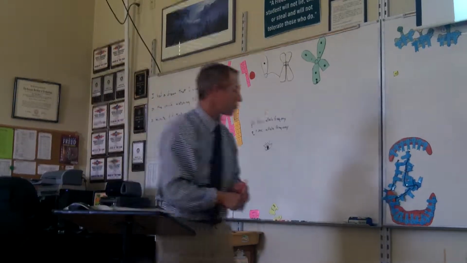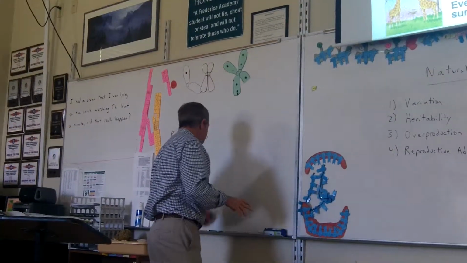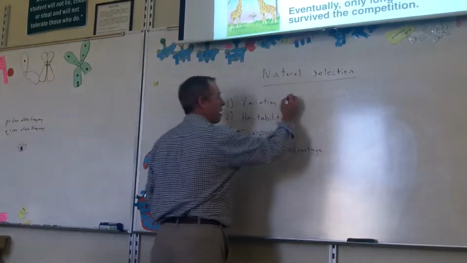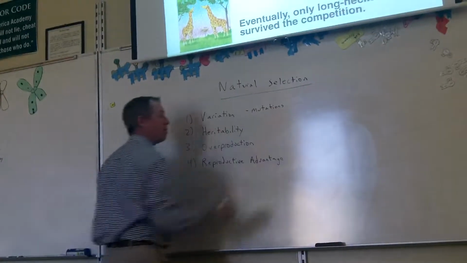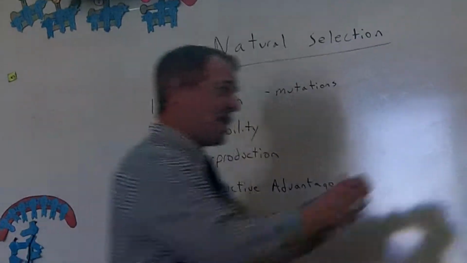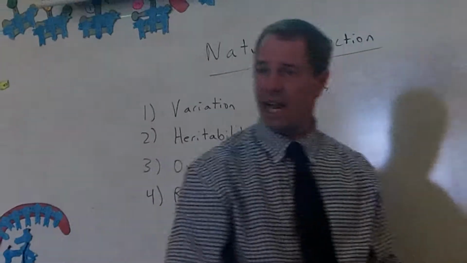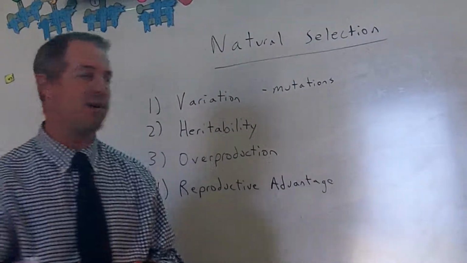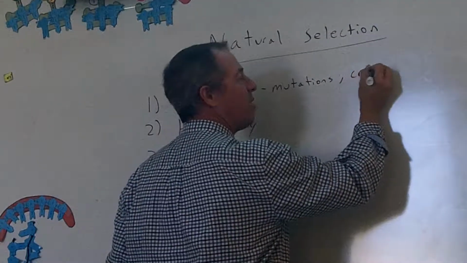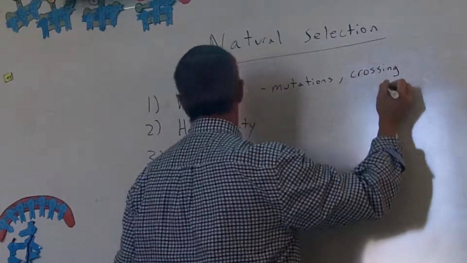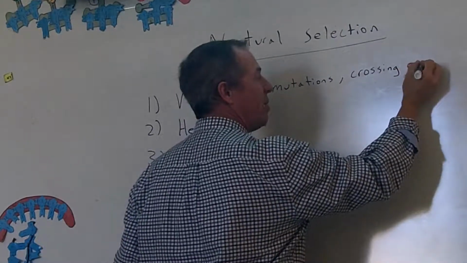So, variation comes from a lot of different parts. It comes from mutations. When a mutation happens in the DNA, it'll change the DNA. That's usually how bacteria get their variation. It comes from crossing over. Do you remember when the chromosomes crossed over in meiosis?